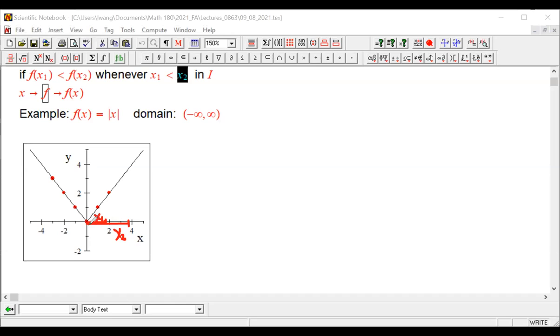Input x1 and input x2. x1 is smaller than x2, right? And their respective output, if you understand the basic principle, right? That's the output 1, and that's the output 2. So the green one, this is f of x1.